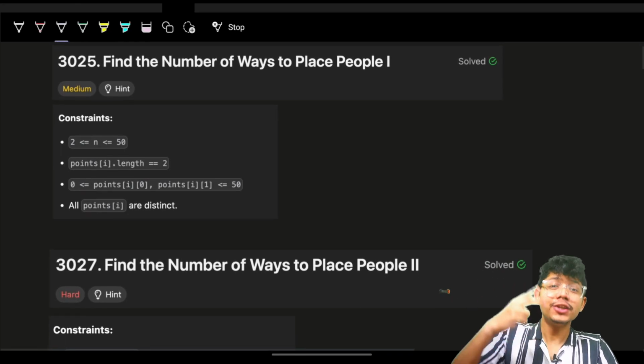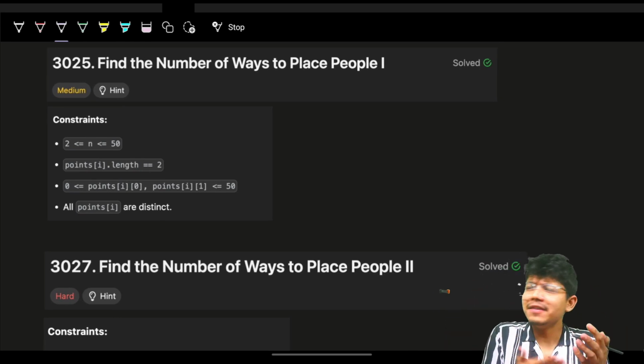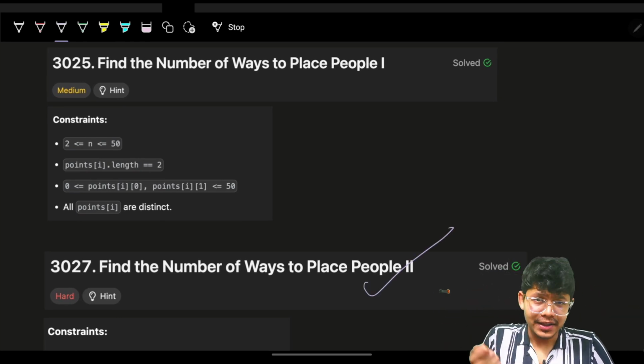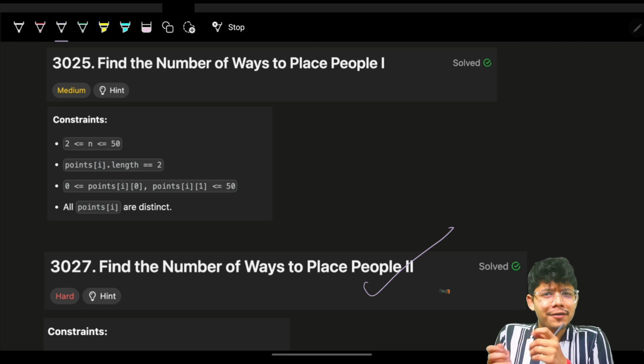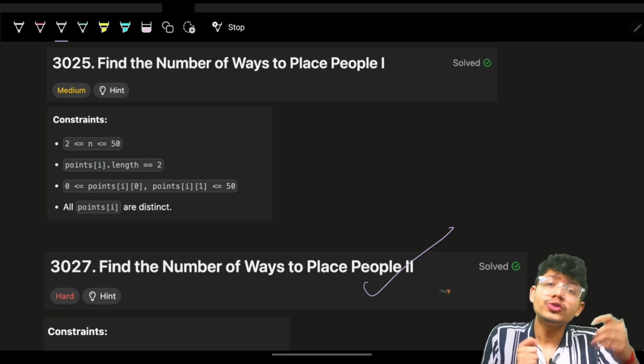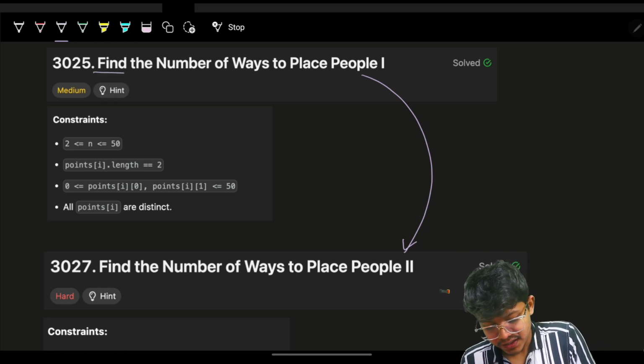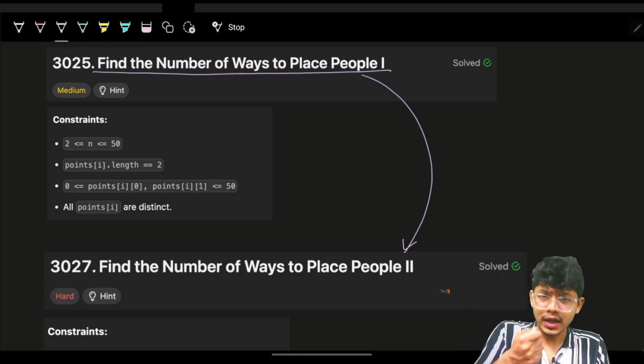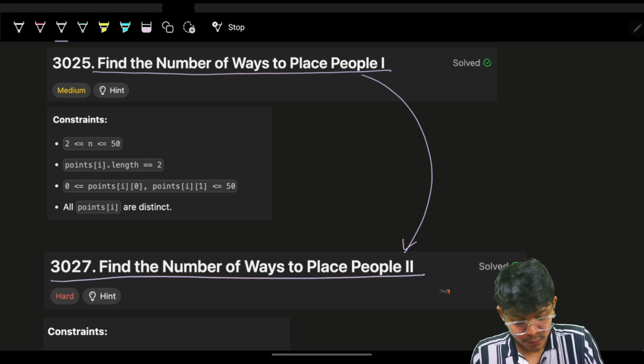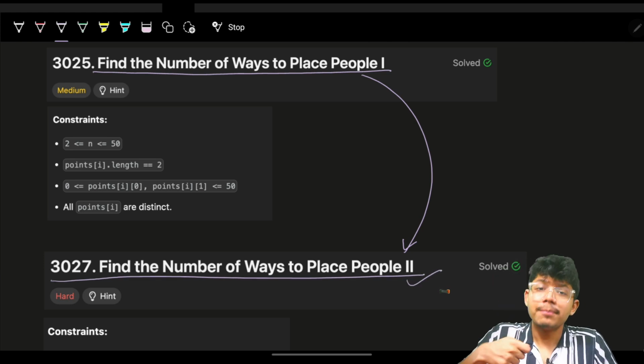In this video, we will see two problems, or basically just one problem, but we will see it from scratch to the most optimal solution. So this is just the improvised version. Find the number of ways to place people 1, and find the number of ways to place people 2. People 2 is the improvised version.